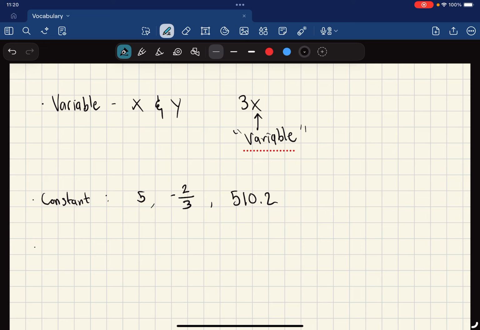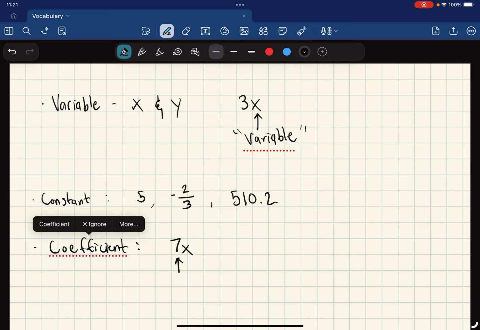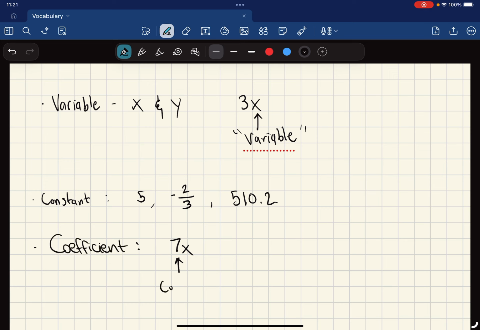Next vocabulary I want to go over is coefficients. A coefficient is a number that multiplies with a variable. An example would be 7x. We can see that the coefficient is the number 6, or no, not 6, 7. It would be 7 right here. So I'm going to denote that the 7 is the coefficient.